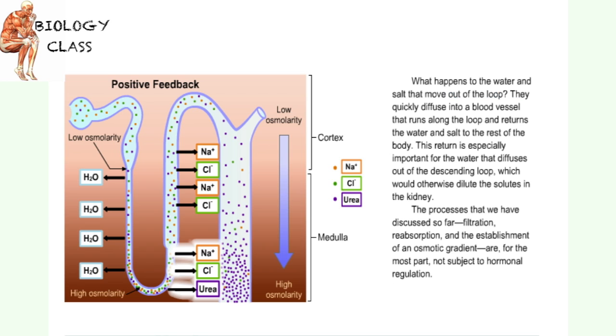What happens to the water and salt that move out of the loop? They quickly diffuse into a blood vessel that runs along the loop and returns the water and salt to the rest of the body. This return is especially important for the water that diffuses out of the descending loop, which would otherwise dilute the solutes in the kidney. The processes that we have discussed so far, filtration, reabsorption, and the establishment of an osmotic gradient, are for the most part not subject to hormonal regulation.